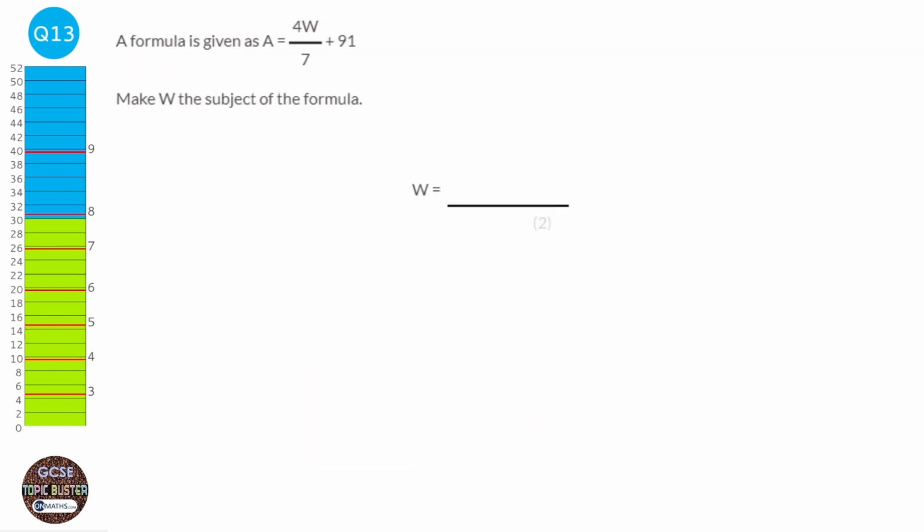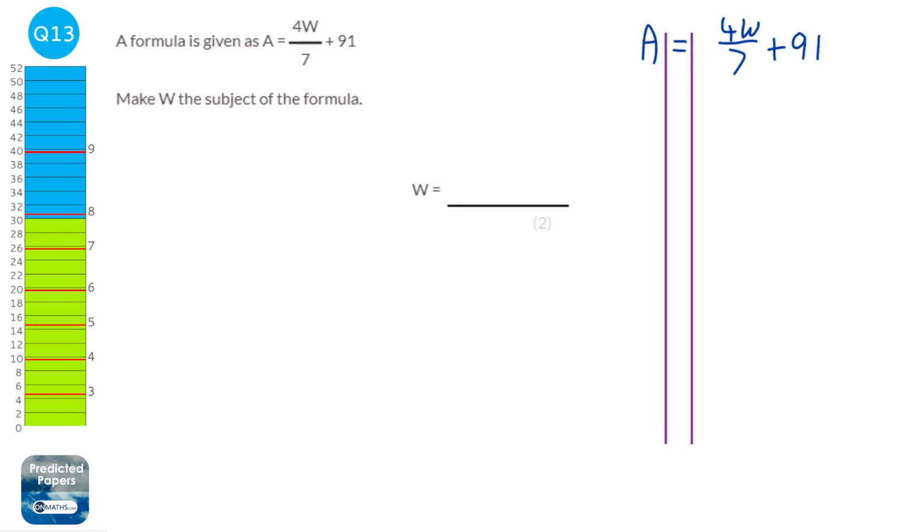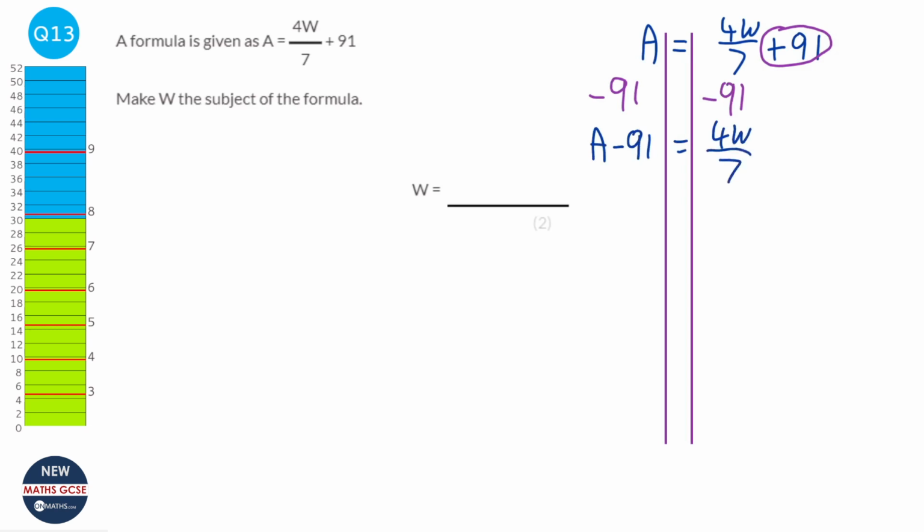So we're going to write out the formula again just to give us a bit of space. We've got 4w over 7 plus 91. First of all, we put our lines in because we're asked to make w the subject. So we need to remove everything that is in our way. Well, this plus 91 is the first thing we get rid of. So what's the inverse of plus 91? Subtract 91. So we're going to subtract 91 from both sides. So we've got a take away 91 equals 4w over 7.